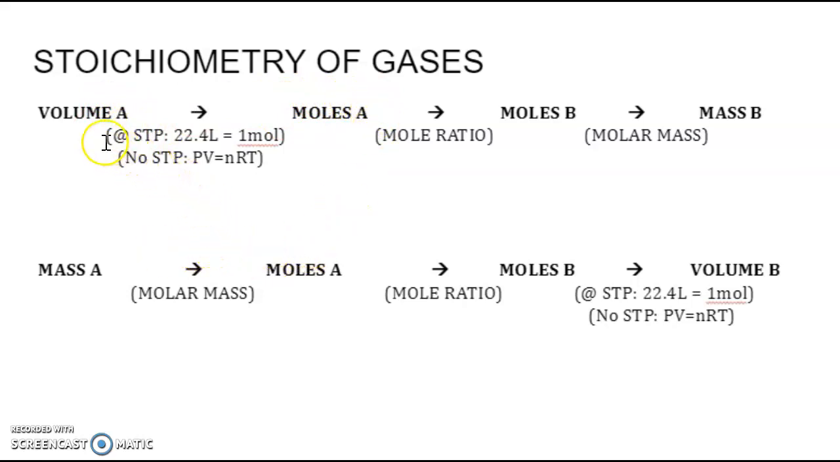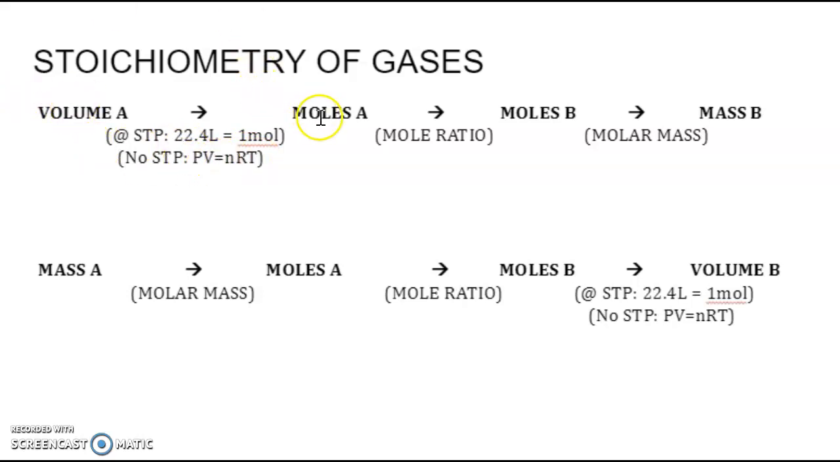If the problem says it's at STP, then we can just use that 22.4 liters as our conversion factor, and it's very simple to set up. However, if it's not at STP, then we have to plug in what we know into the ideal gas law equation and solve for what we don't know. Now, if we're starting with volume and going to moles, what we know is going to be volume and what we don't know is going to be moles. So we would be given pressure and temperature as well in order to solve this particular calculation.